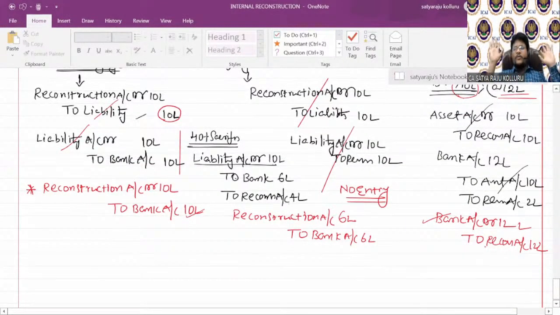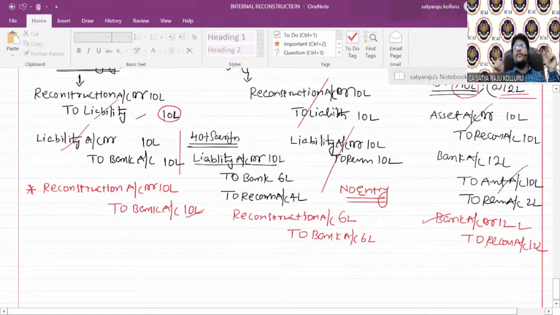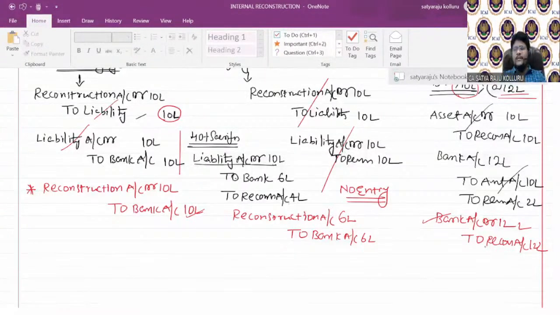So the ultimate conclusion: if an unrecorded liability is foregone, no entry. For an unrecorded liability at the time of discharging, at whatever price you are discharging, you need to pass an entry reconstruction to cash. If an unrecorded asset is realized, at whatever price you are going to realize, bank account debtor to reconstruction. Am I right, guys? All of you with me? Let me check in the query box. Yes, sir. Absolutely fine. Okay.